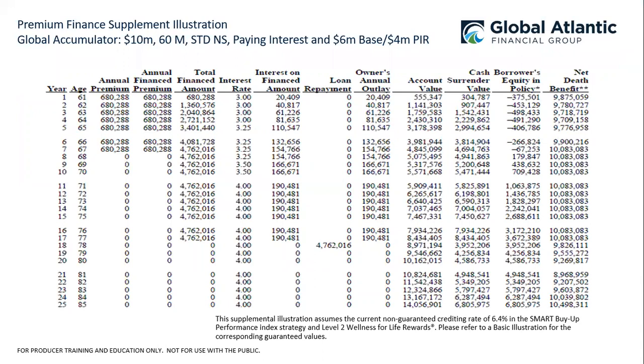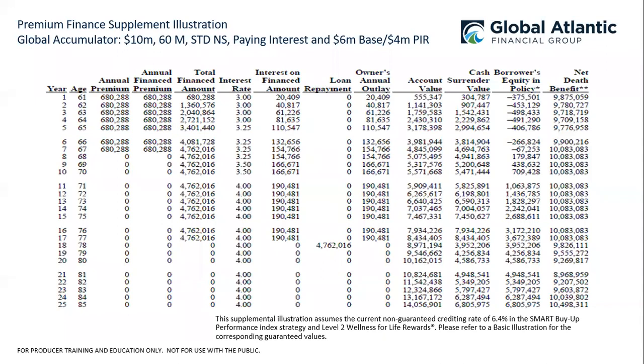So here we can see the effect. In this particular case, we're using the same $10 million death benefit, 60-year-old standard non-smoker, paying the interest. In this case, we've got a $6 million base, $4 million insured rider. So in layman's terms, it's a 60-40 blend. If we look at the illustration, our borrower's equity in the policy, that's our collateral requirement, is a lot lower than it was with a non-blend.